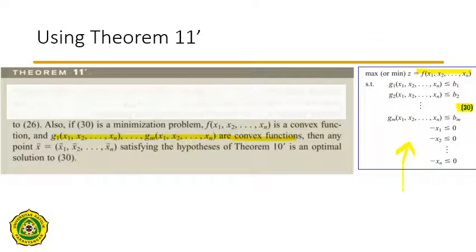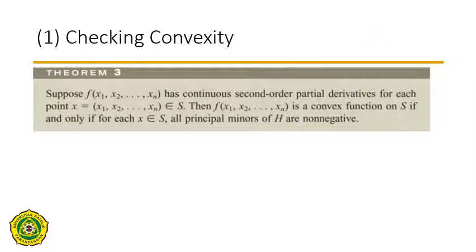But before looking at what theorem 10 prime says, let's start with this. It says that f must be a convex function, and all the constraints g also must be convex functions. So let's check that first before going on to theorem 10 prime. A function is convex if and only if all principal minors of the Hessian are non-negative. So we need to obtain the Hessian first and then check the principal minors.